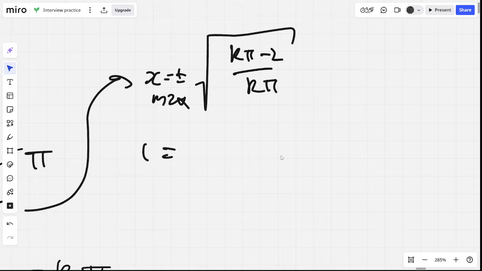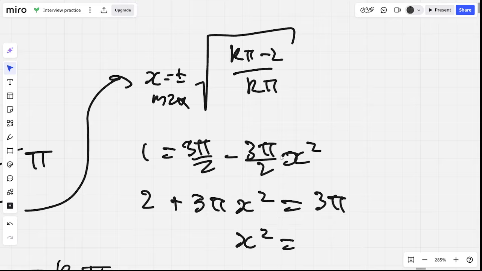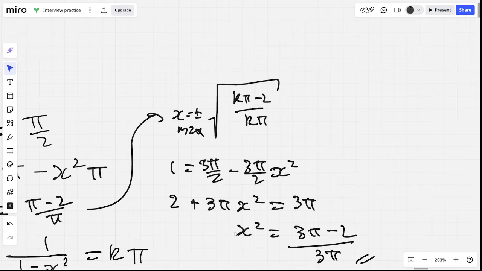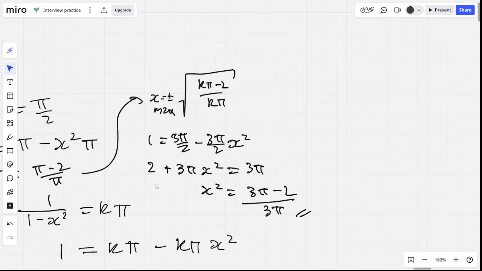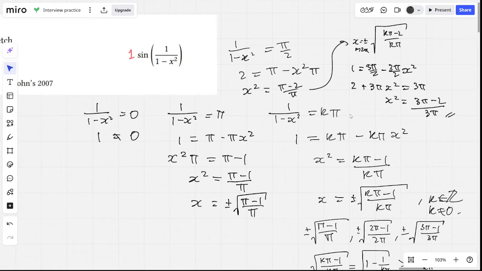One is equal to pi, 3 pi by 2, is a minus x squared. Yes, minus 3 pi by 2 x squared, plus 3 pi x squared is equal to 3 pi. Where is it? 3 pi minus 2 over 3 pi. So that's one of my minimum points, and I guess you can generalize this for all k. I think this might be wrong for my generalization, but it's fine. I've got what I need.